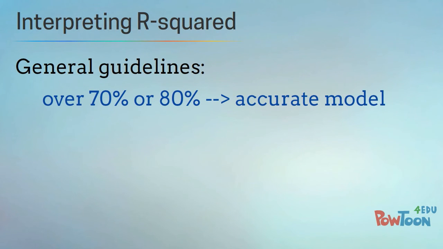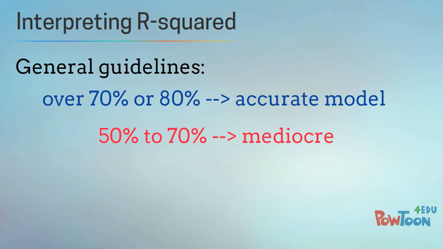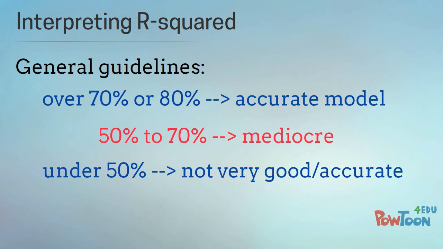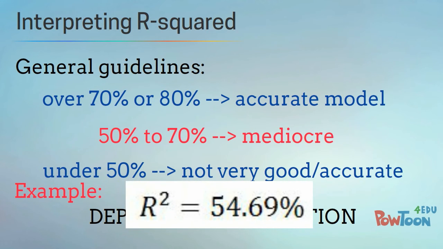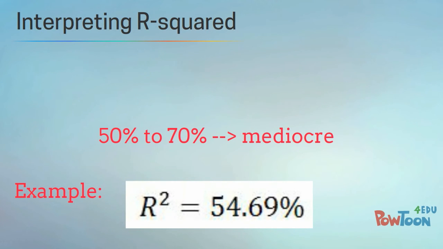Generally, we would say that r squared over 70% or 80% would indicate a strong or accurate regression model, and over 50% would indicate a mediocre one. Often, an r squared value under 50% would lead one to conclude the model is not very good or accurate. However, the interpretation ultimately depends on the application. For this example, an r squared of 54.69% would indicate a mediocre but not a great regression model.